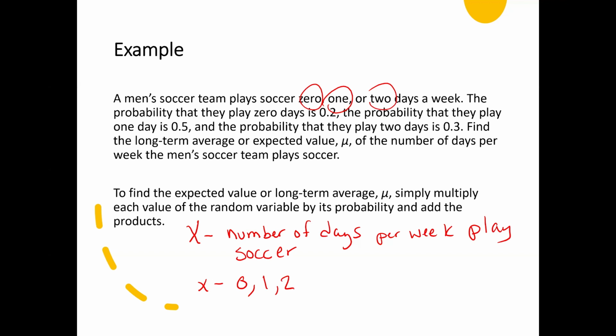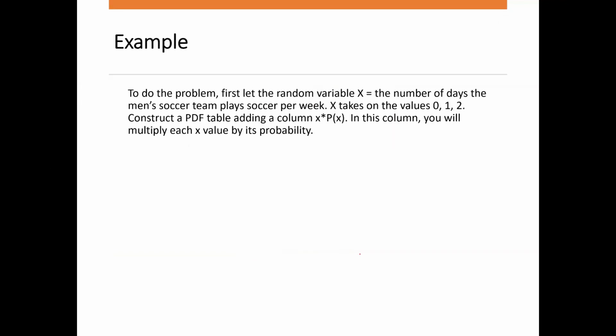Okay, so I'm going to set up a probability distribution for this. My random variable can be 0, 1, or 2, and we have the probabilities, correct? So let's set that up. 0, 1, and 2. And the probability that they play 0 days is 0.2. The probability that they play 1 day is 0.5. And the probability they play 2 days is 0.3.